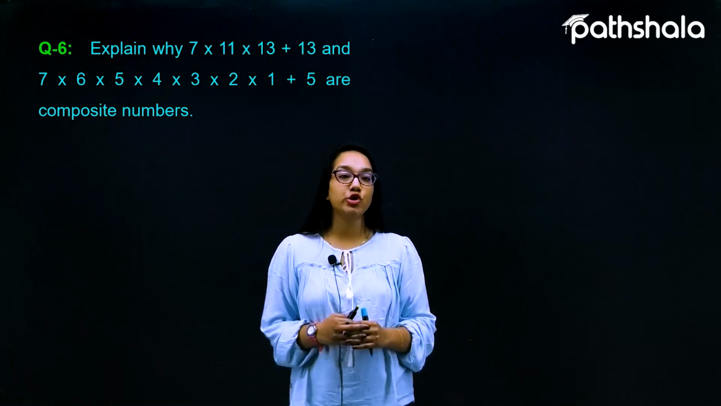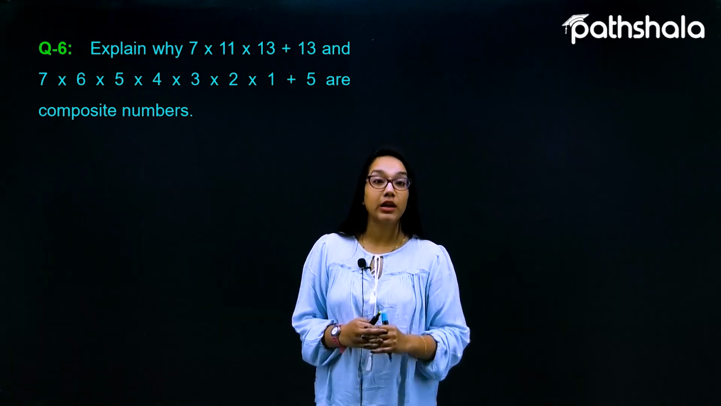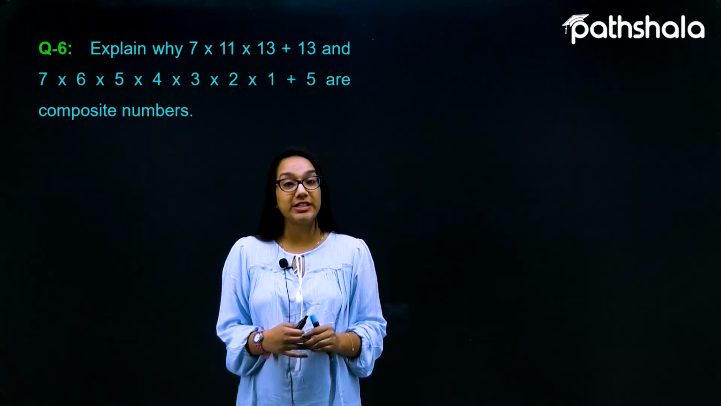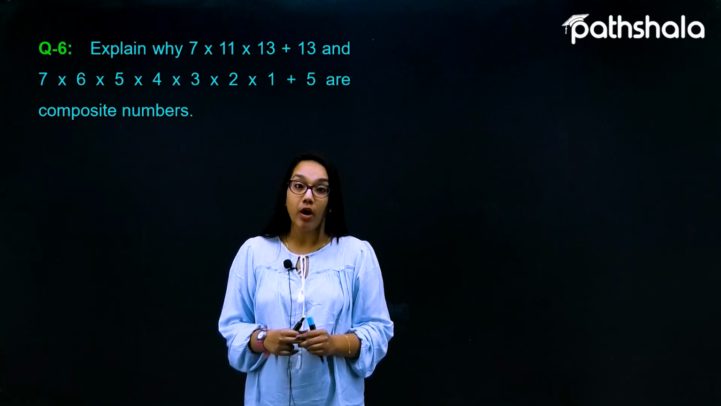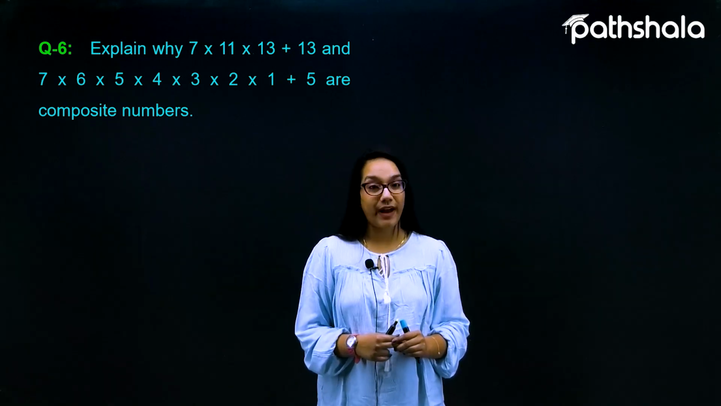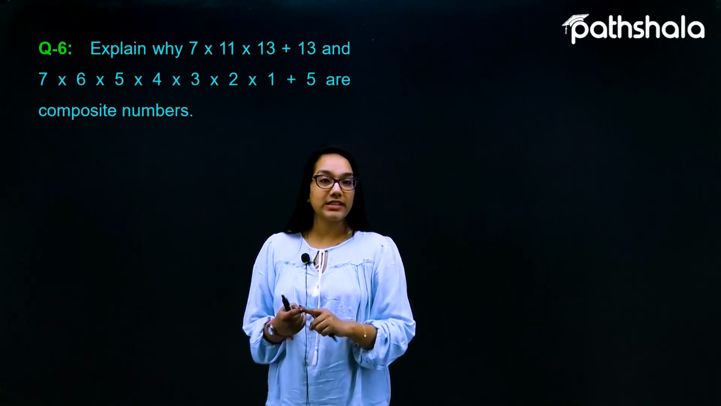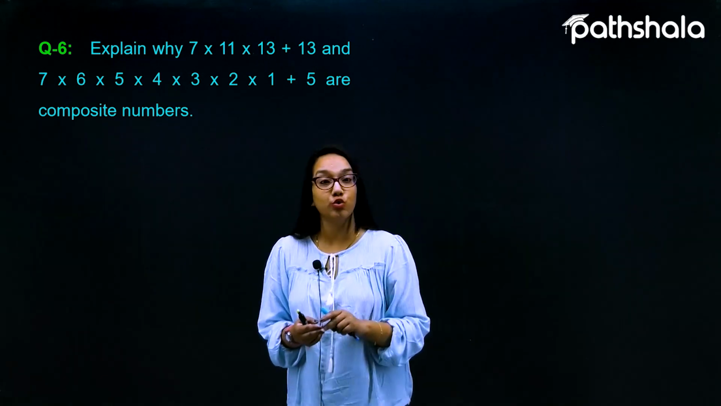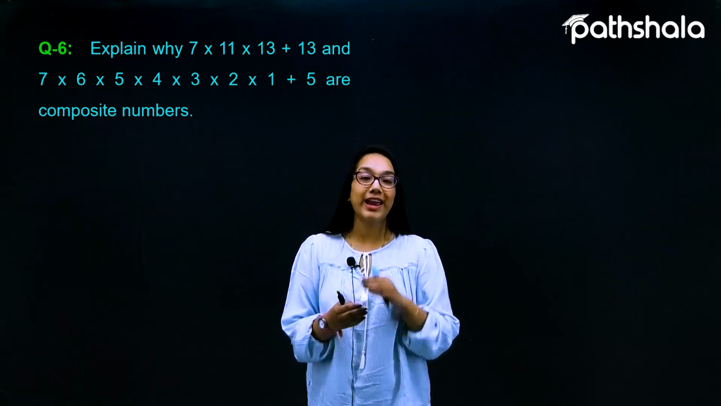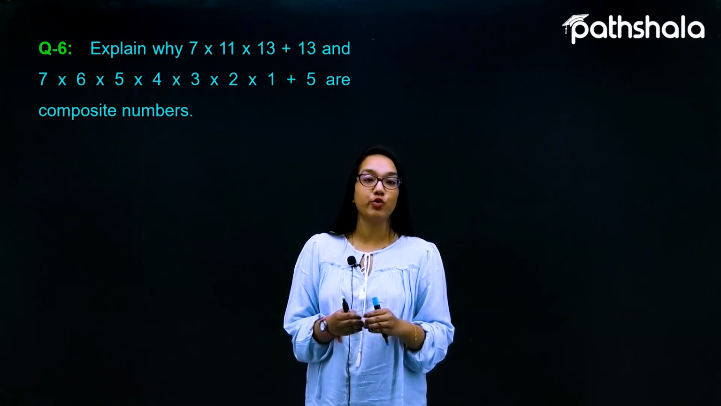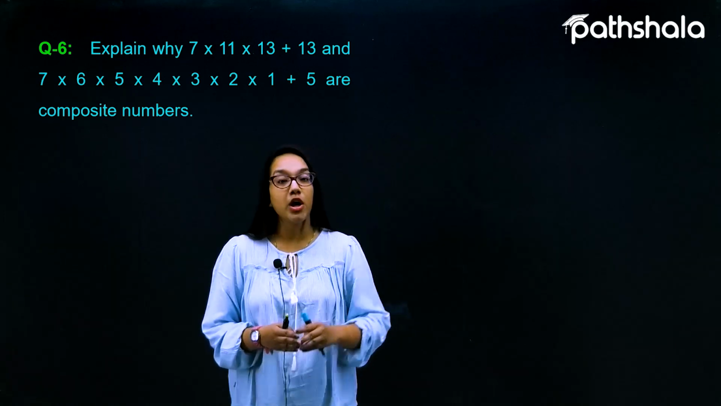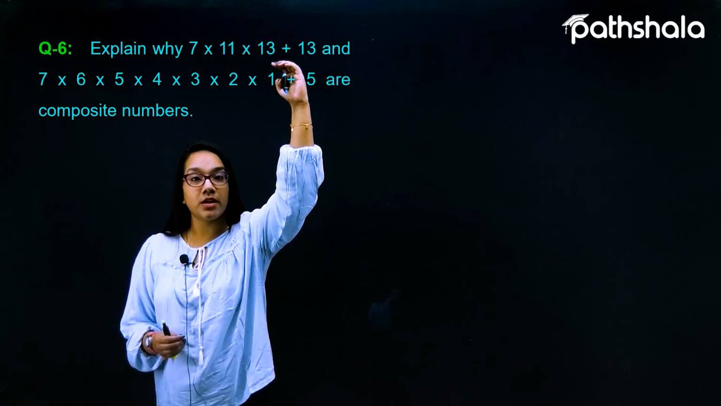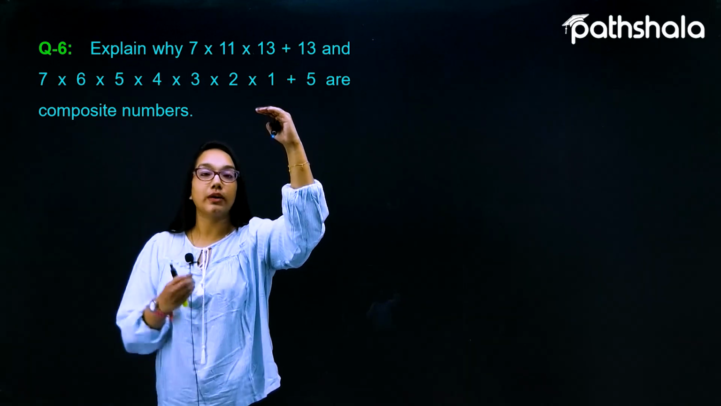Any number which has more than two factors is called a composite number. For instance, take the number 4. It has more than two factors. That is, 1 is a factor of 4, further 2 is a factor, and 4 itself. So any number which has more than two factors is called a composite number. On the same note, we have to prove why these two numbers are called composite numbers.